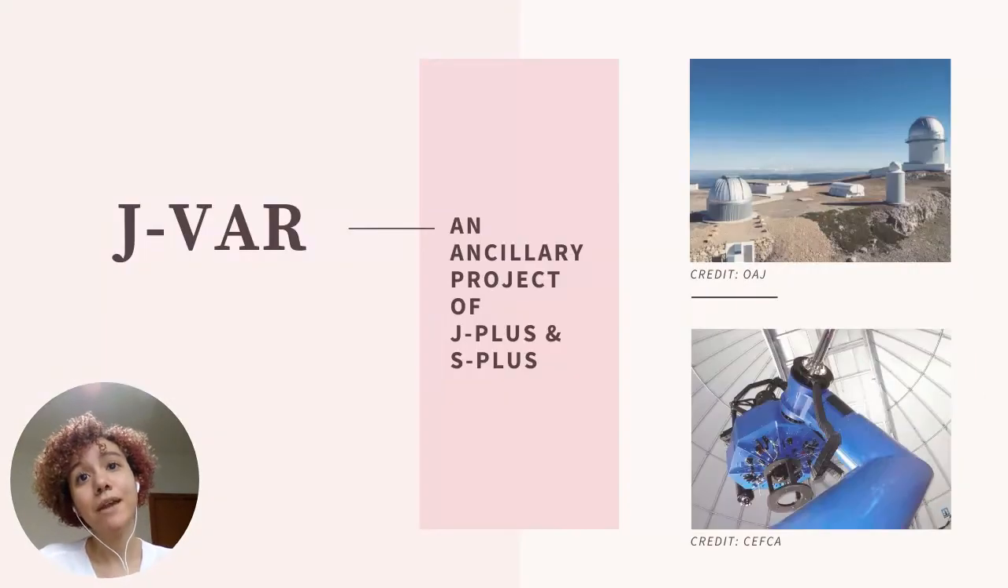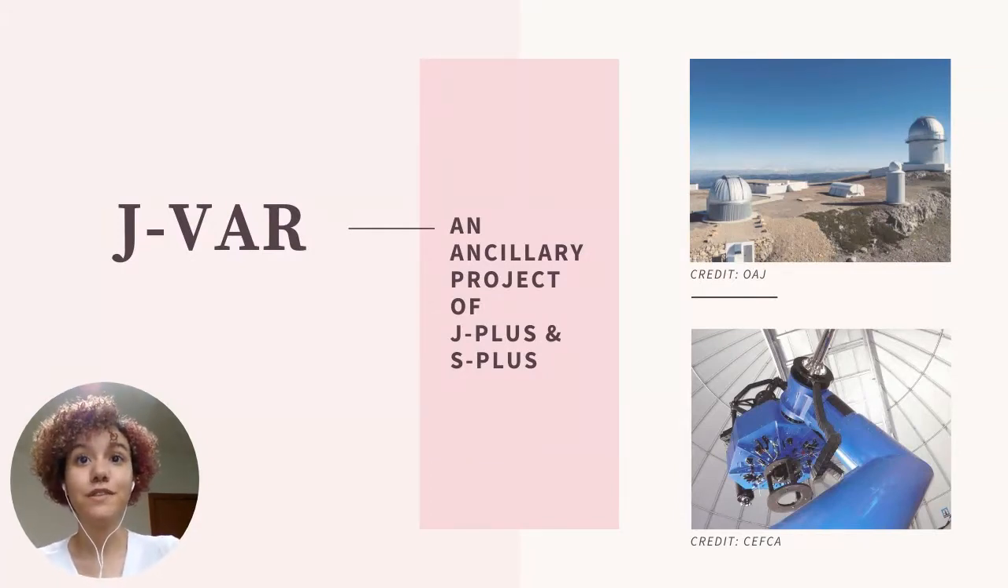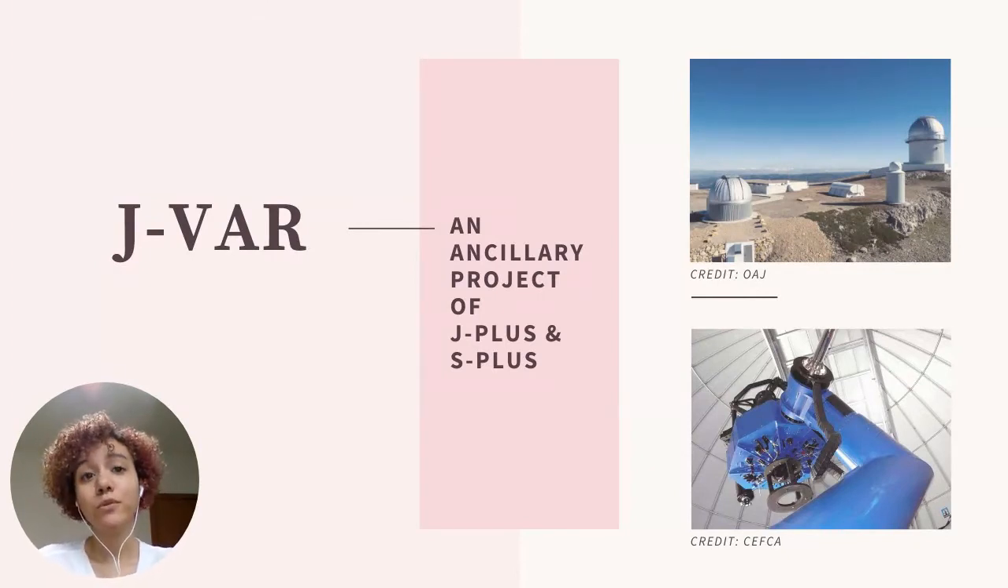These days, many wide field surveys are being carried out, and they're ideal to repeatedly observe the sky and discover new things. Two of these wide field surveys are J Plus and S Plus. They are twin projects dedicated to mapping the observable universe in the northern and southern hemisphere. JVAR is their ancillary project.